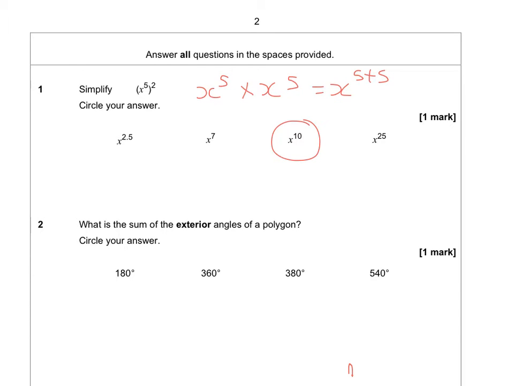Question 2. What is the sum of the exterior angles of a polygon? Circle your answer. The exterior angles of any polygon always add up to 360 degrees.